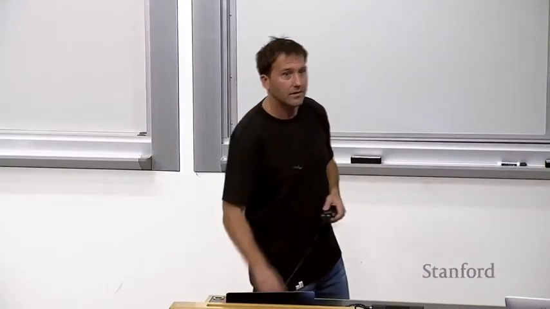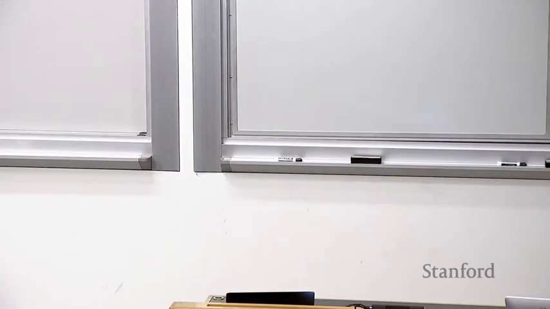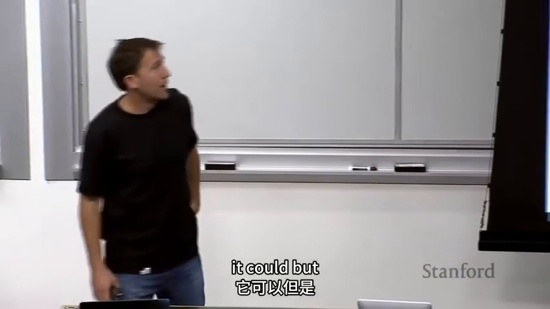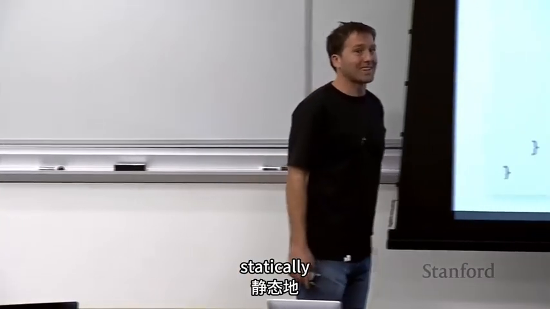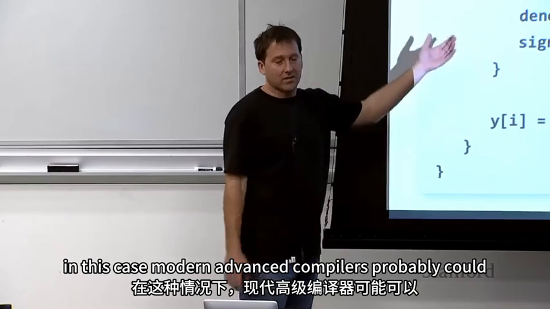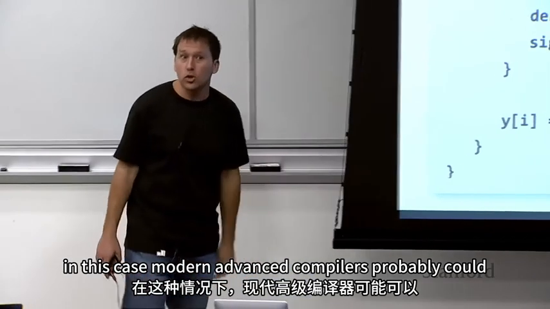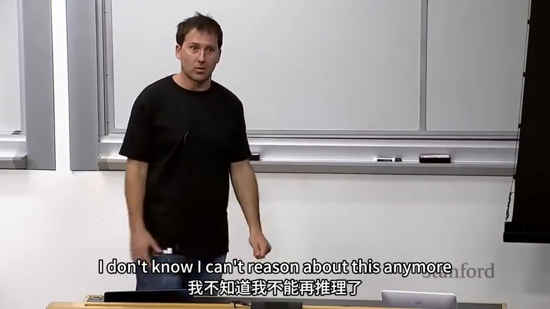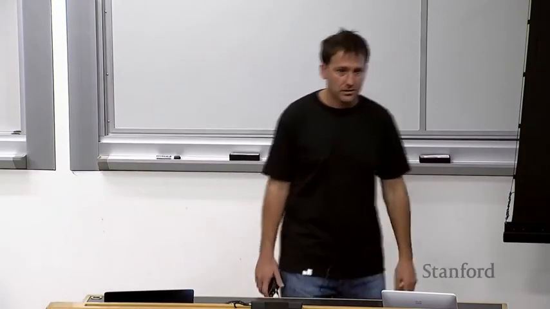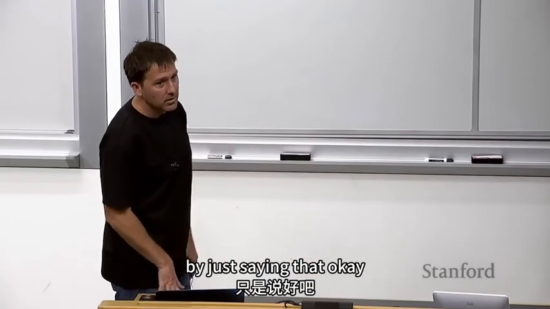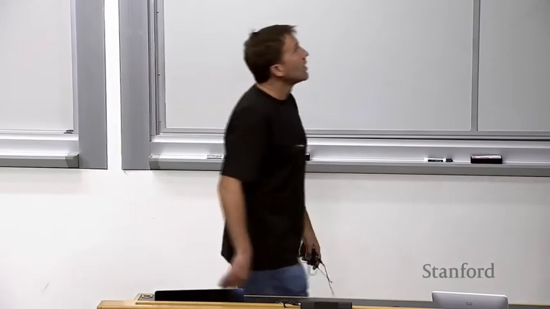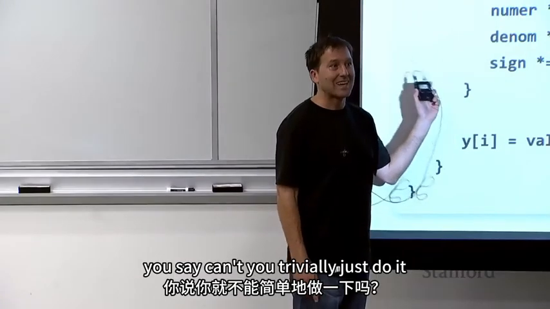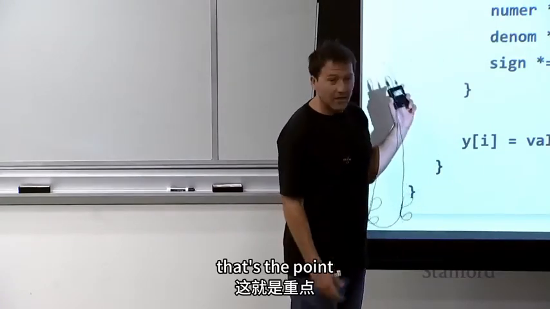Yeah. Compiler can find out that the outer loop is parallel, right? It could. But then it's only working on stuff that it knows statically. In this case, modern advanced compilers probably could. But the minute I throw a small wrinkle in that program, the compiler's going to go, I don't know, I can't reason about this anymore, and we have to rely on the hardware. Yes? But could you trivially just do it in chunks? Hold on. I love these comments because it's fun. You say, can't you trivially just do it? That's the point.